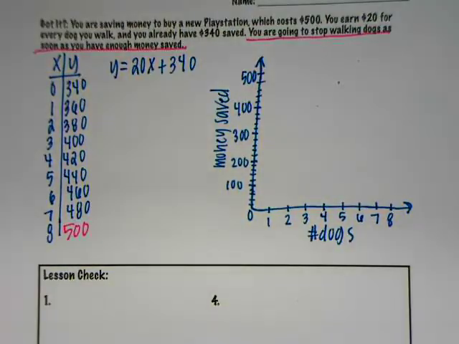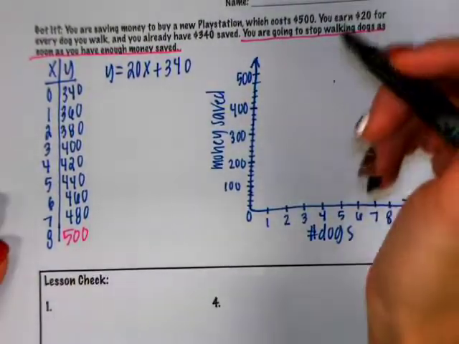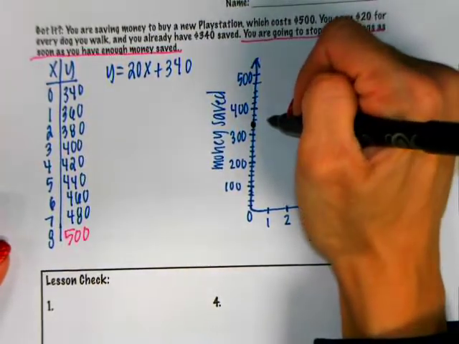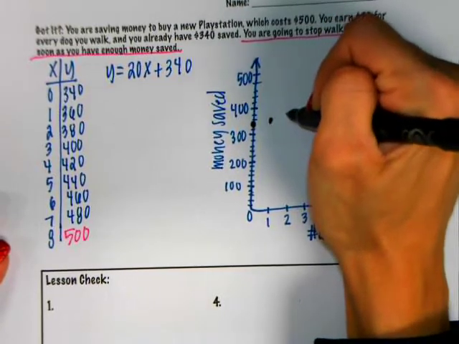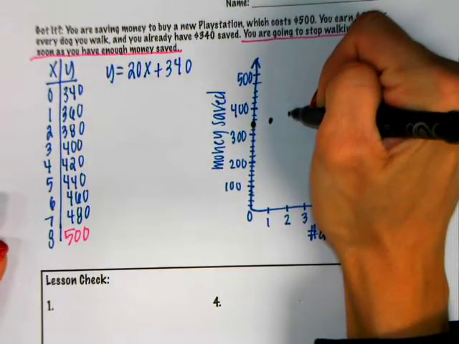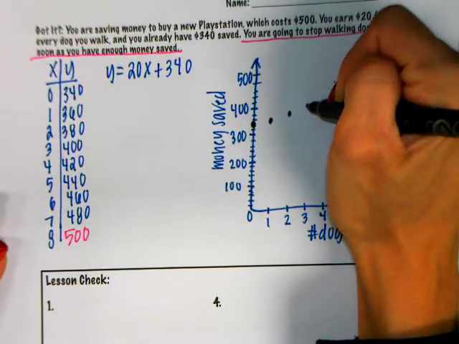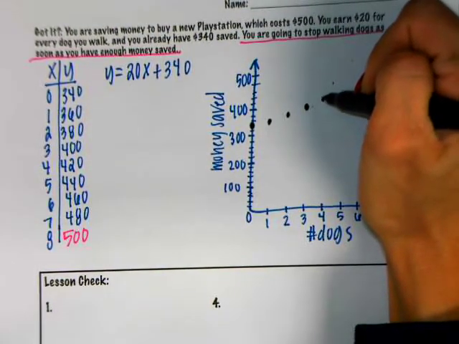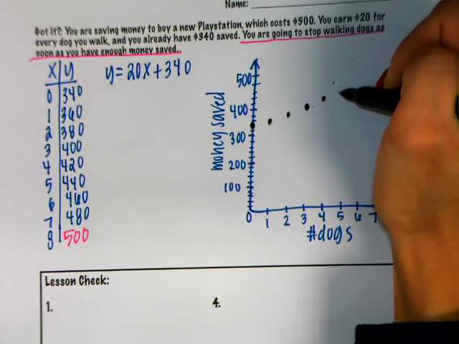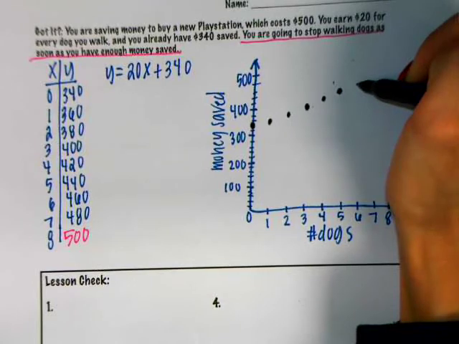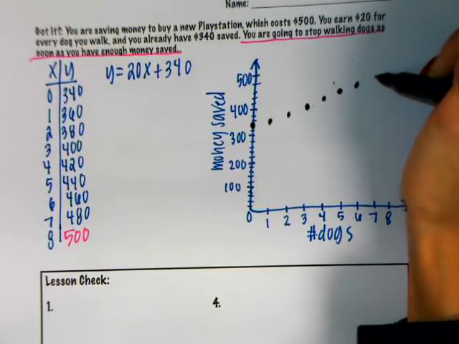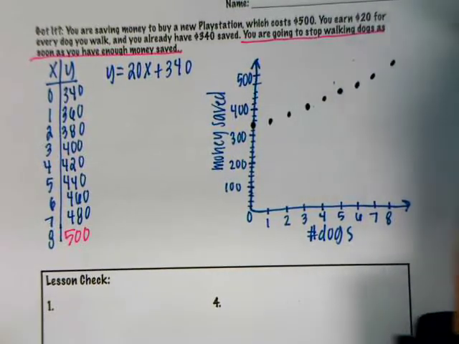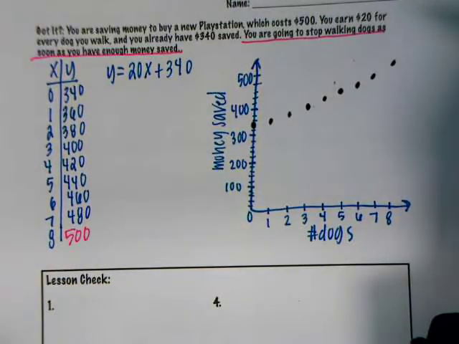This one's kind of a little difficult to graph. All right, so at 0, you're already up at 340 right here. 1 is going to be 360. 2 is at 380. 3 is at 400. Can I graph all the points? Yeah.